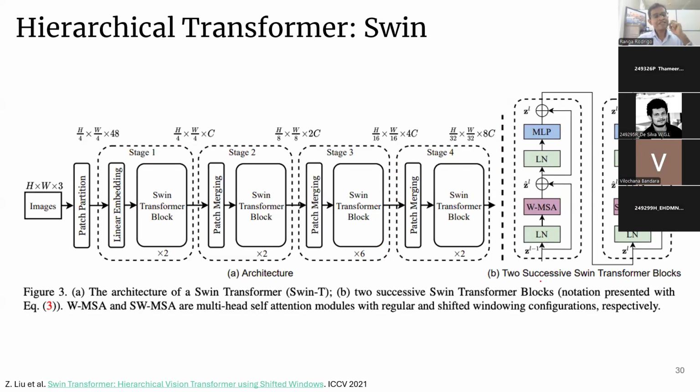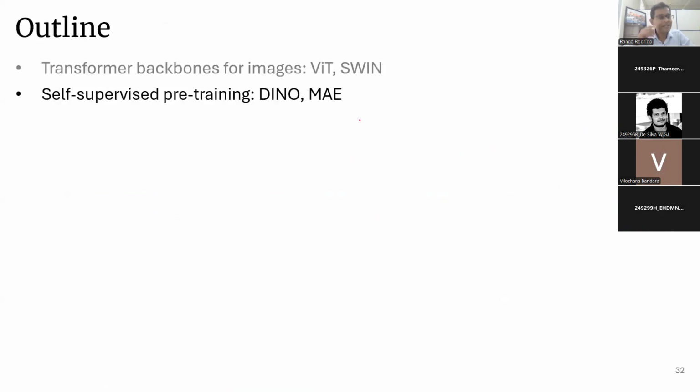So you can see a picture of this hierarchical transformer, Swin. The architecture of the Swin transformer, two successive Swin transformer blocks, notation presented with equation 3. So you can see the patch partitioning in the color image, linear embeddings, and two Swin transformer blocks, then patch merging, two Swin transformer blocks, patch merging, six Swin transformer blocks. And you can see how the resolution is reducing. Okay, so the results we will not concentrate on them.